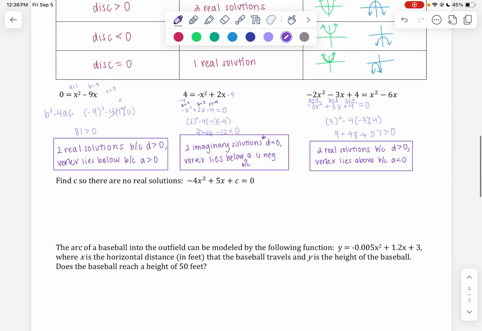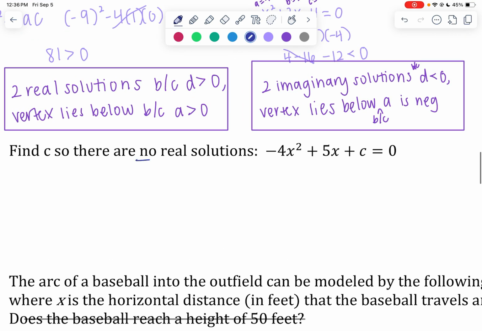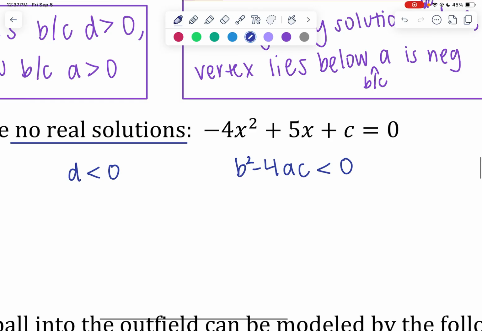Okay? Now, what if we don't know what c is? This equals 0 already, but it says find c so that there are no real solutions. If there's no real solutions, that means that your discriminant has to be a negative number. So it has to be less than 0. So that means that b squared minus 4ac, the discriminant, is less than 0. So I'm going to plug everything in, and then I'm going to solve for c. And that's going to tell me the value of c that I need to make sure that I get no real solutions.